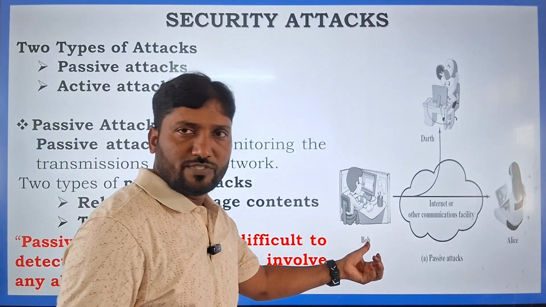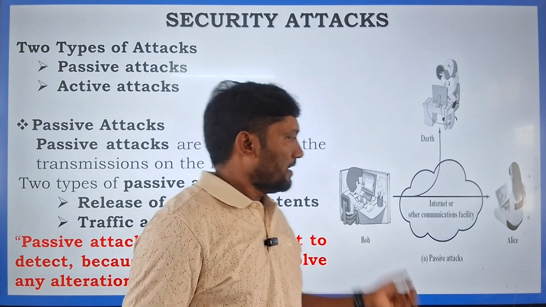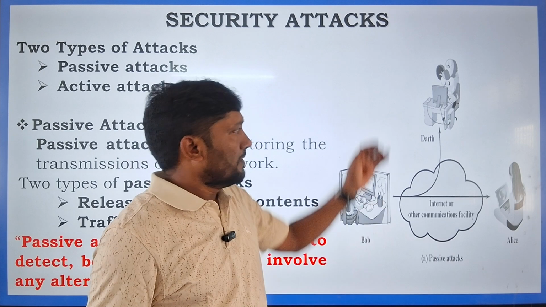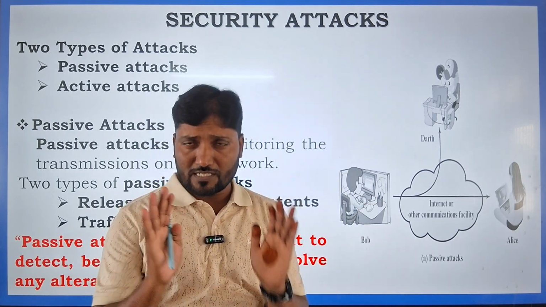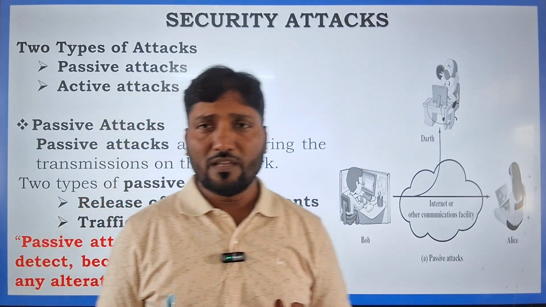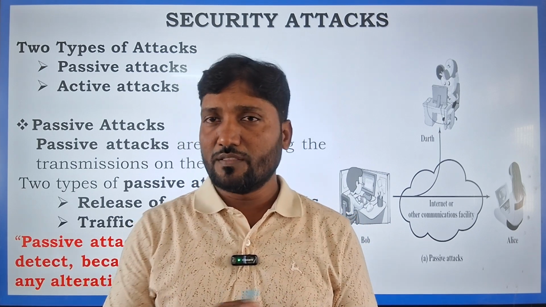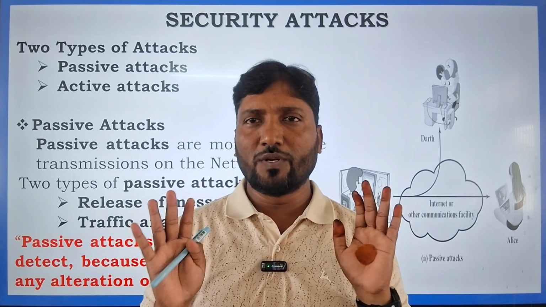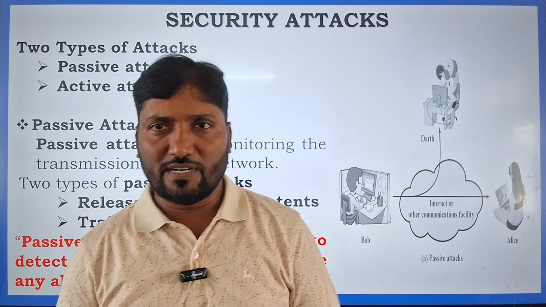Now there is a sender and there is a receiver. In between the sender and receiver there is an internet connection. Now the passive attackers can monitor the transmission of data. That's why they cannot perform any type of action. They cannot do any modifications. They cannot do anything, just see the transmission of data over the network. That is the passive attackers.